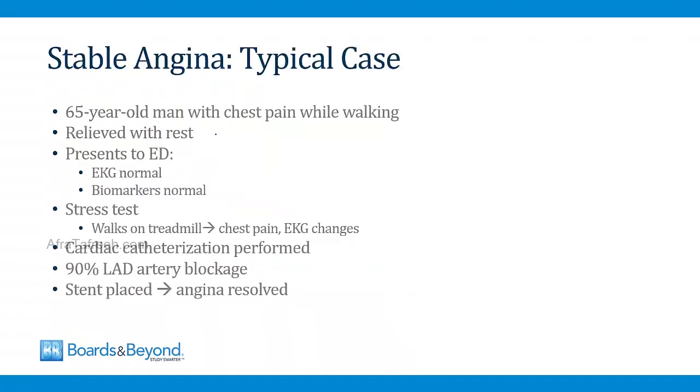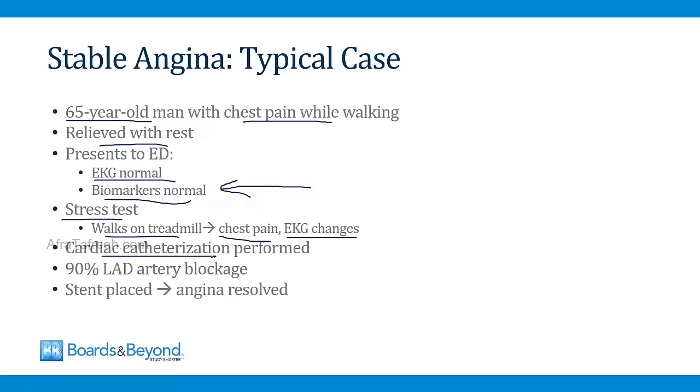So here's a typical case of a patient with stable angina, a 65-year-old man who has chest pain while walking that is relieved with rest. He comes to the ED. Remember, in the emergency room in stable angina, the EKG will be normal and the biomarkers will be normal. Biomarkers we'll talk about later, but these are elevated only in myocardial infarction. He's referred for a stress test. He walks on the treadmill. He gets chest pain and abnormal EKG changes. He has a cardiac catheterization and a 90% lesion of his LAD artery is identified. A stent is placed and his angina is resolved. And then, of course, as we talked about earlier, he will be placed on lifelong aspirin and statin to prevent him from developing subsequent myocardial infarction.